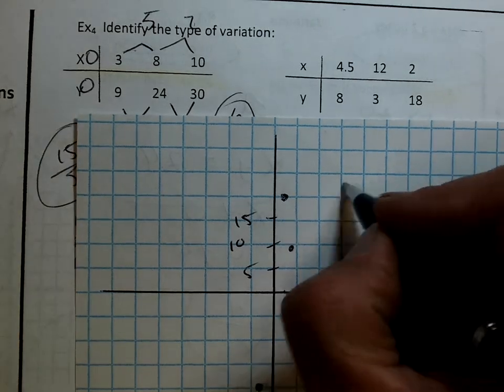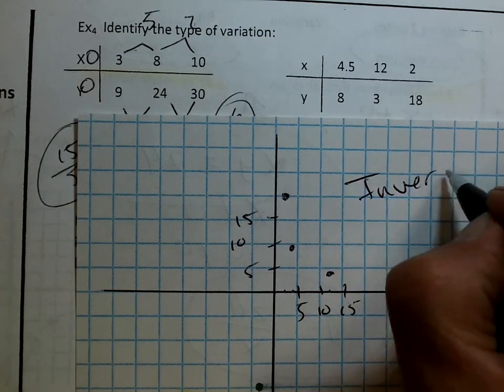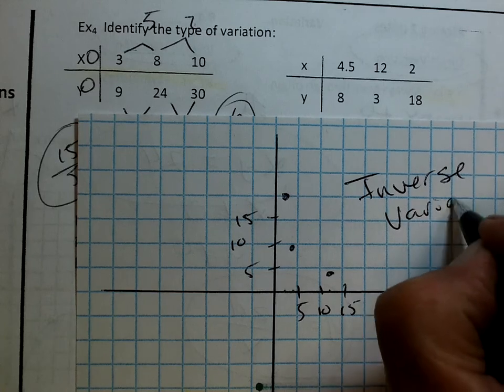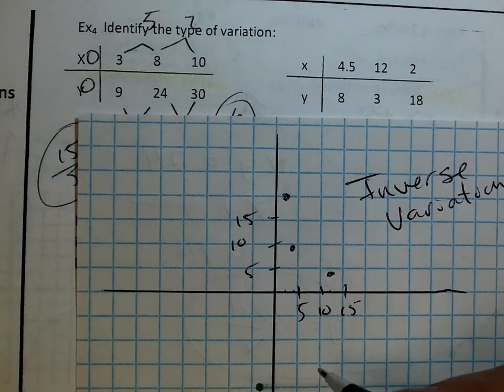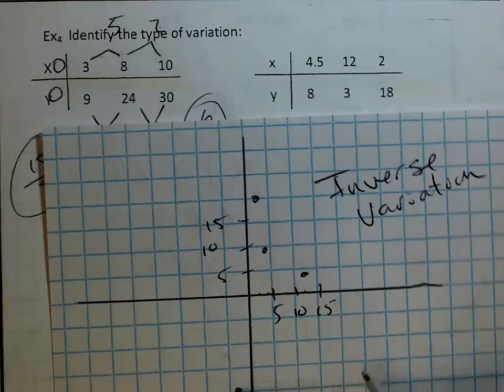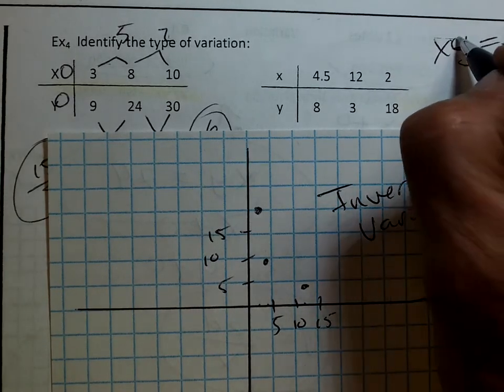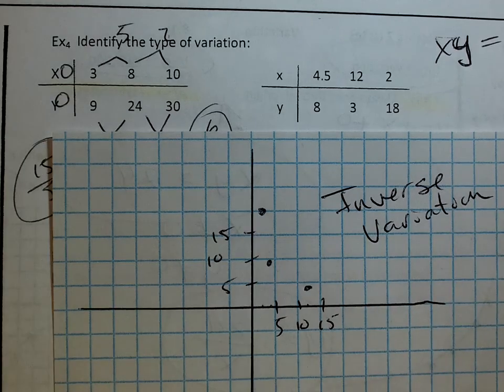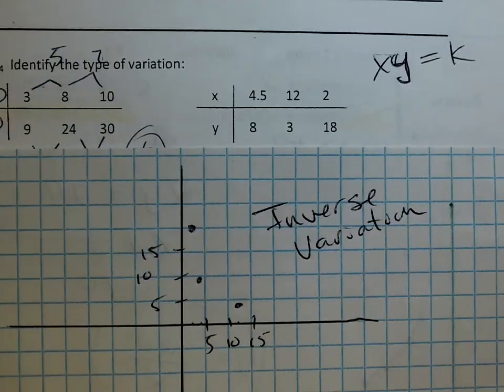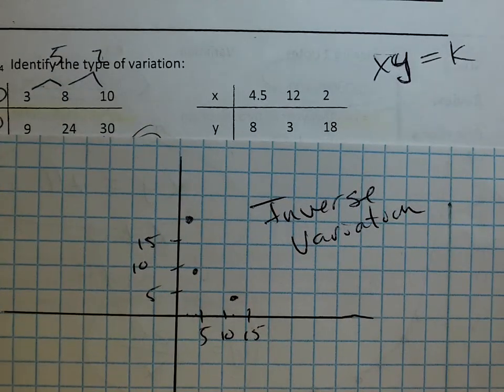It is my inverse variation. Now, can I prove it? You bet I can prove it. An inverse variation formula is x times y equals some number, okay? All right, so if I want to prove that it is inverse, it looks like inverse, doesn't it? It kind of curves.